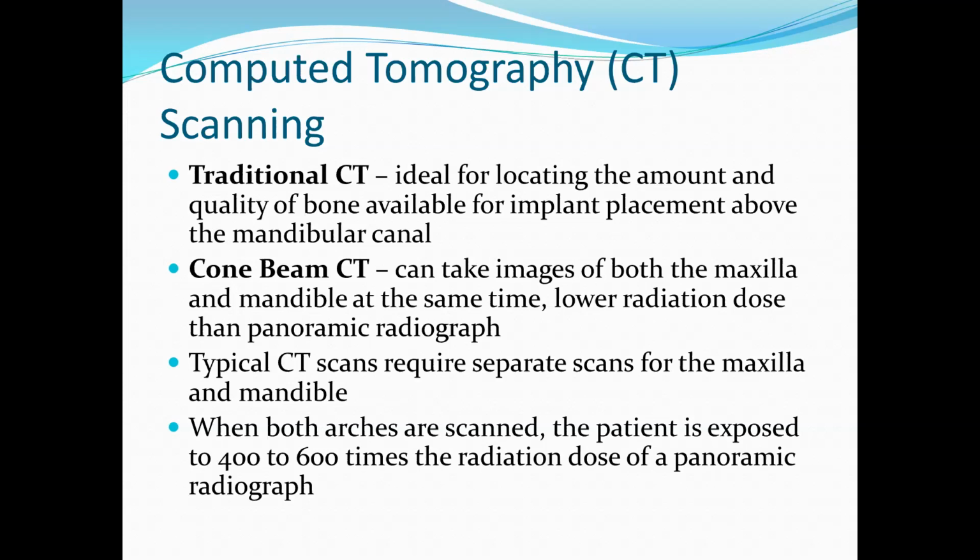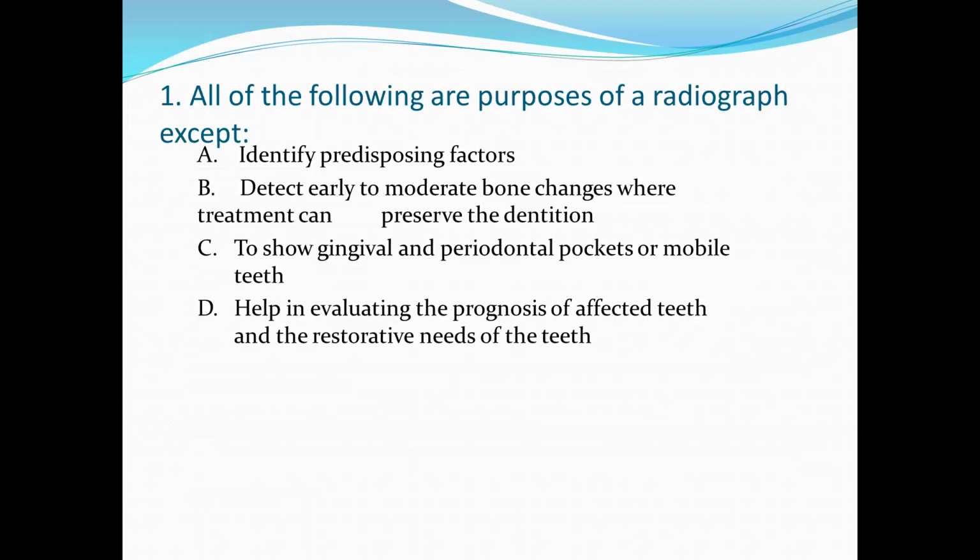But cone beam CT takes images of both the maxillary and mandibular at the same time. And it has a lower radiation dose, but it requires a lot of separate scans, oftentimes 400 to 600 different images that are then put together to make up one picture. And that shows us the quality of bone as well. Not just how much there is from the top of the bone to the bottom, but it lets us know what the width of the bone is.